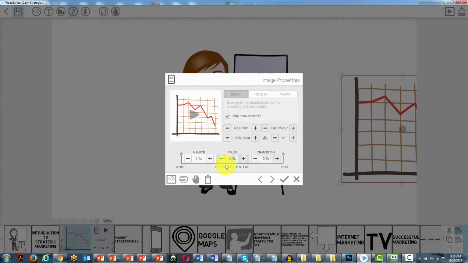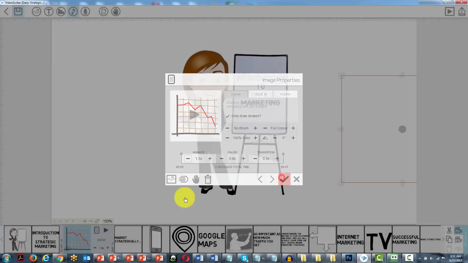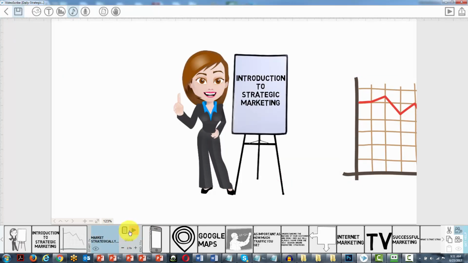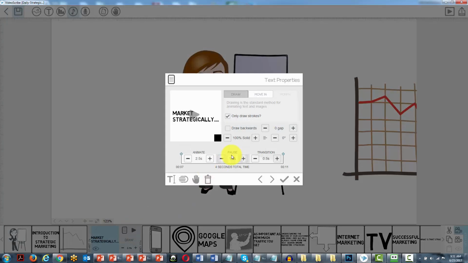In some cases, you will not want there to be a pause at all. And you'll see that as we illustrate with this chart. You'll notice that it took 1.5 seconds to draw the chart. We don't want there to be any pause between the actual drawing and the actual next part of the animation. And the reason is because we want the timing to actually match the words market strategically.